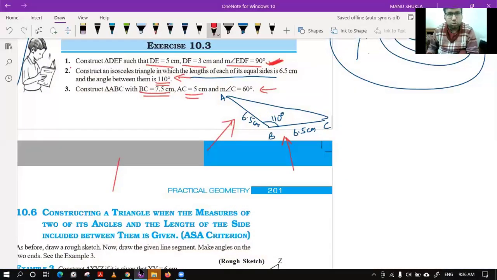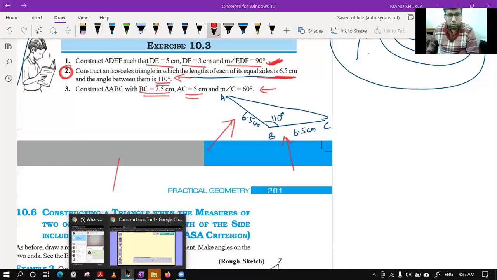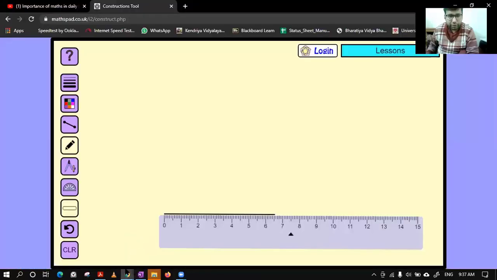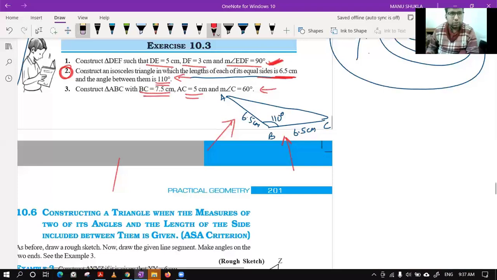No, I am doing question number 2, beta. I am doing this one. Construct isosceles triangle with each equal side 6.5 centimeter. Okay. Question number 2 I am doing. So this is 6.5 and the name is, maybe because of this many markings you are getting confused. So we are doing right now question number 2 only.